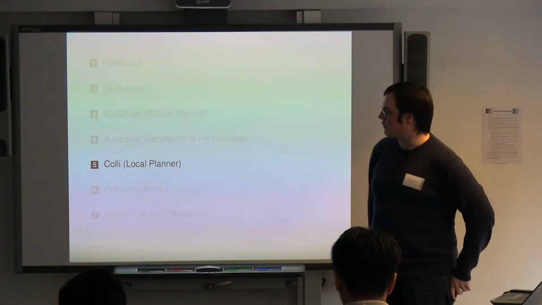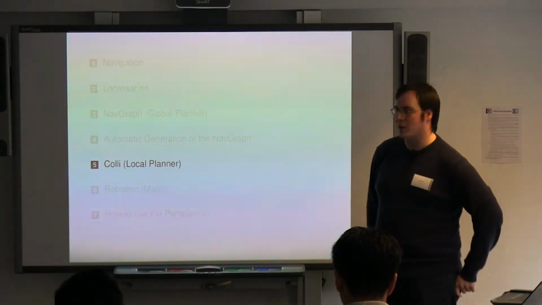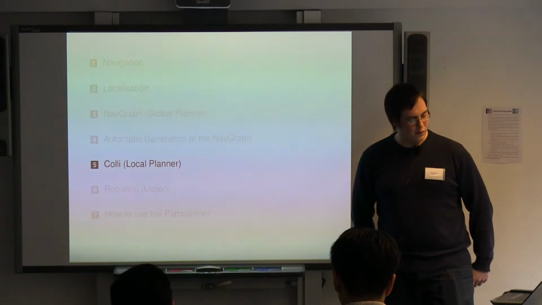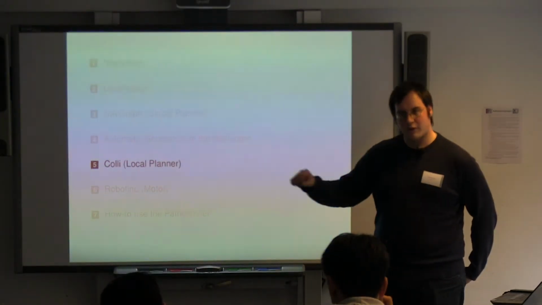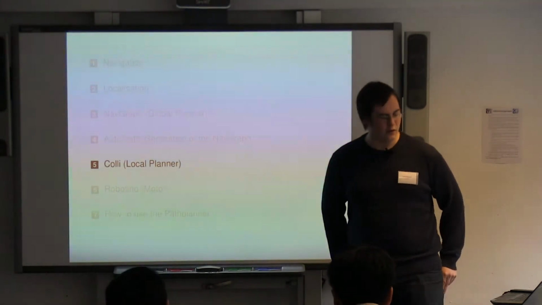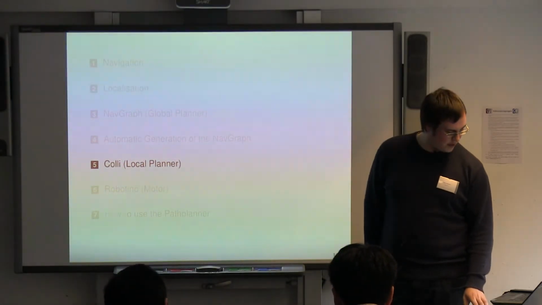And now we're going to go to the local planner, or sensor-based planner, which is called Collie, where we describe, if we drive on this NAV graph, how we avoid dynamic obstacles, or obstacles that still appear in them.